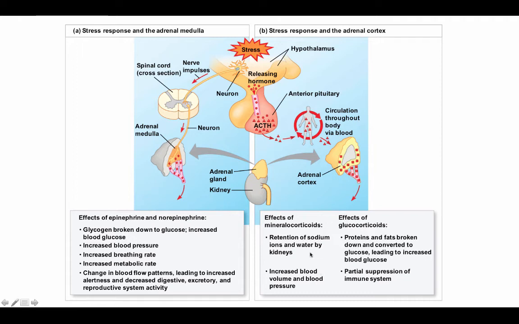So the mineralocorticoids are going to influence the retention of sodium ions and water by the kidneys and increase the blood volume and blood pressure. The effects of the glucocorticoids are going to be that proteins and fats are broken down. So if the blood sugar is low, that's telling the body that not enough food is being consumed. The body's going to start breaking down its proteins and fats to create more glucose. And so these are going to be converted to glucose, leading to increased blood glucose, and then also partially suppress the immune system to conserve that energy that would be used by the immune system to be used for more basic body functions if there's some sort of food emergency.